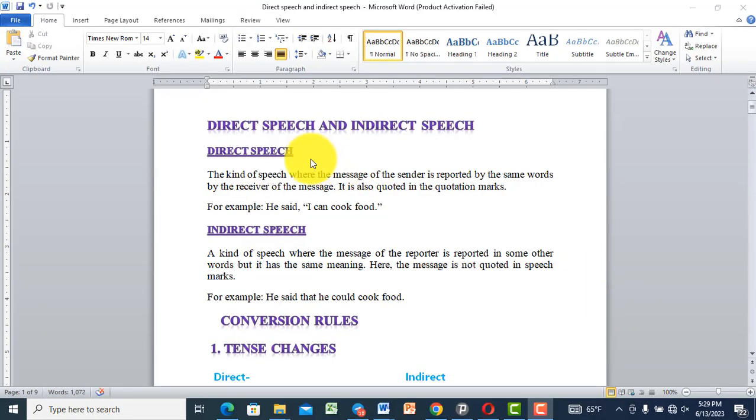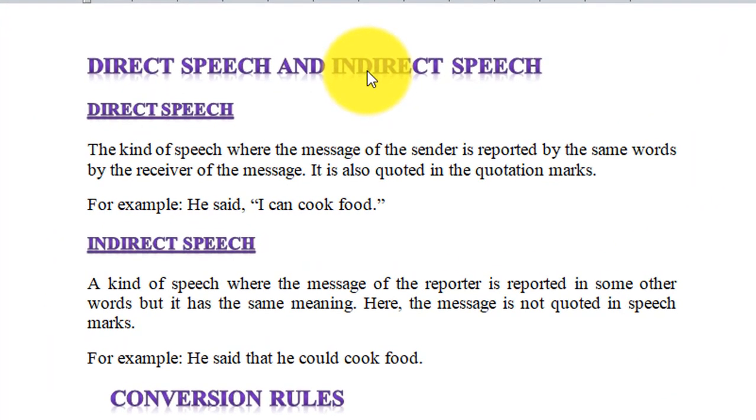Well, this is the grade 8 English new lesson, which is direct speech and indirect speech. So what is direct speech and what is indirect speech? There are ways of conveying a message.